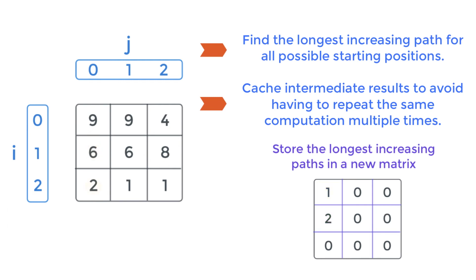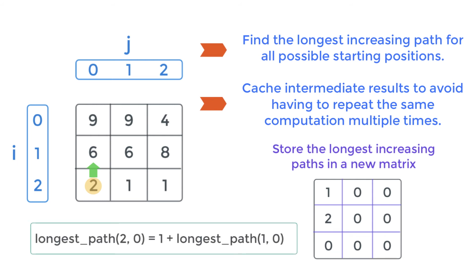Next, if we wanted to get the longest increasing path for position i equals 2 and j equals 0, we first look at its value in the new matrix. The value is 0, which means we haven't done this computation before, so we search the adjacent positions for a higher value and see that only the 6 at position i equals 1 and j equals 0 is larger. So the longest increasing path starting at i equals 2 and j equals 0 becomes 1 plus the longest increasing path starting at position i equals 1 and j equals 0.